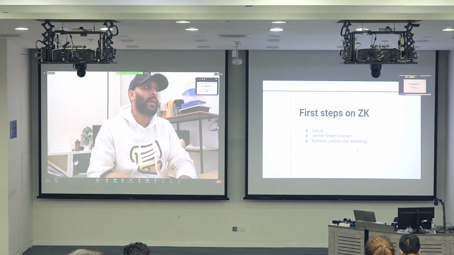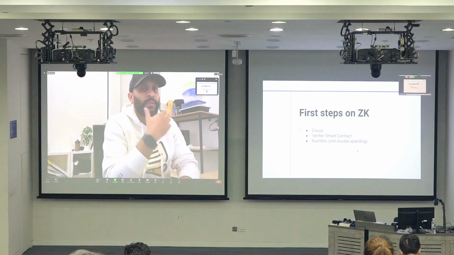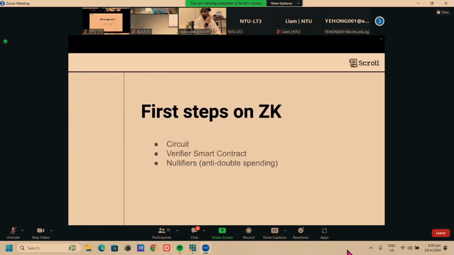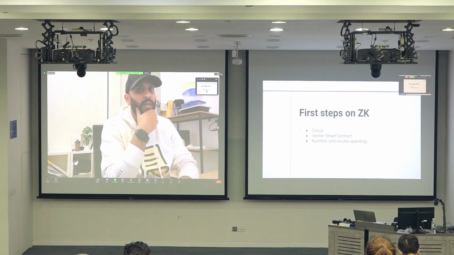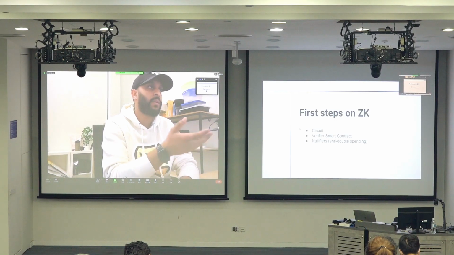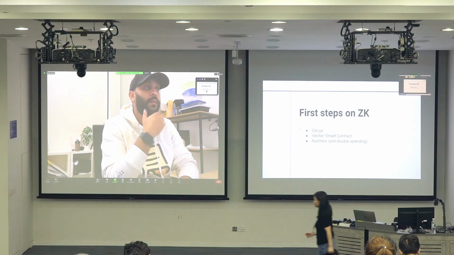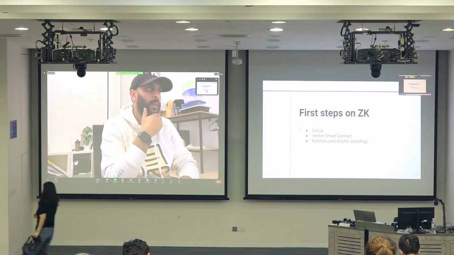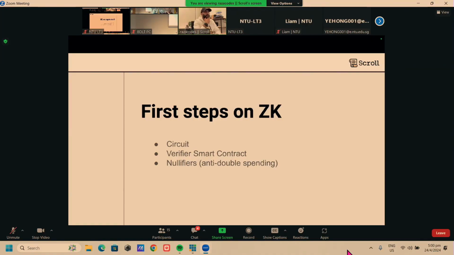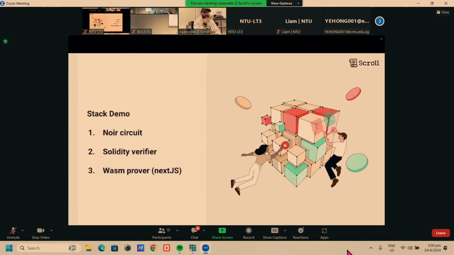And your first steps in ZK, usually what I show with developers, are these three things that you need to know end to end in order to build a POC. A lot of what I do at Scroll is help early stage projects or enterprises integrate zero knowledge proofs into their application. We start with the circuit, make sure they understand the verifier smart contract, and then nullifiers, which prevent double spending, i.e., make sure that a zero knowledge proof is not utilized twice. So a typical architecture today in a POC would be a Noir circuit, a Solidity verifier, and then a WASM prover.